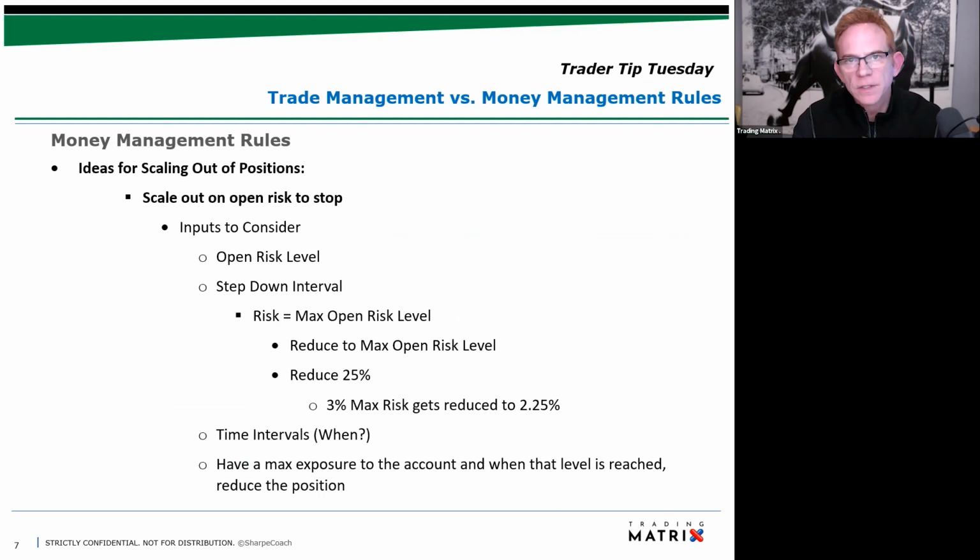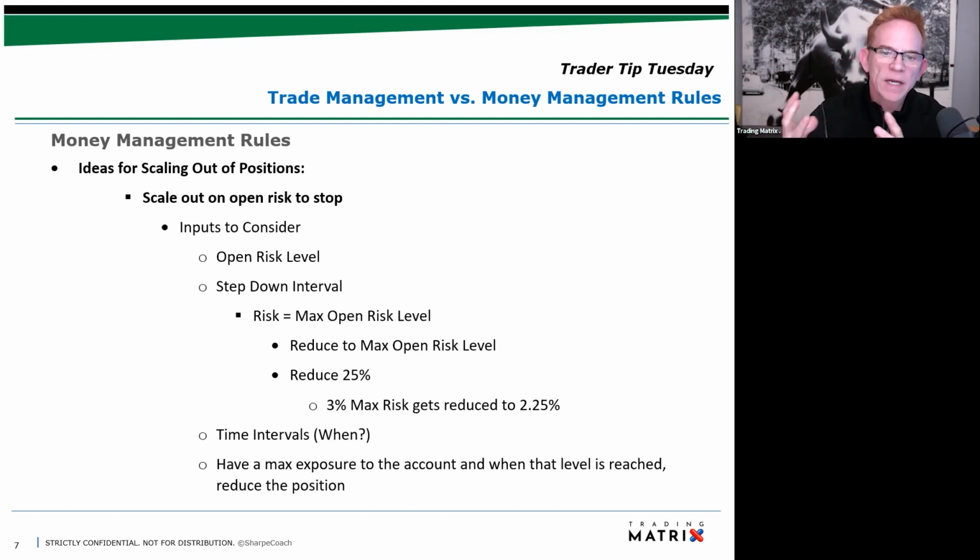So let's talk about some ideas for doing this. One, we could scale out an open risk to stop. So we know our open risk level, and then we would set what we call a step down interval. So if I get up $10,000, that's my max open risk level, I'm going to reduce my risk by a certain amount. In this case, we might say I'm going to reduce it by 25%. I'm going to sell out 25% of the position, and I will keep the rest on.